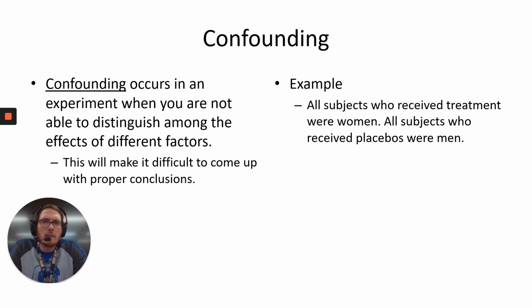There's something in experiments known as confounding. Now, confounding happens when in an experiment you come up with a result, but then there's some other factor that may have contributed to the result. So my example here says, I gave some of the subjects treatment, and the others did not get the treatment, but what I noticed is all the people that got the treatment were the women, and all the people that got the placebos were the men.